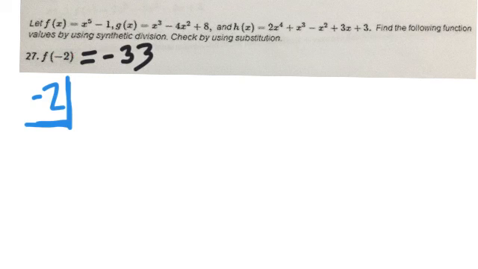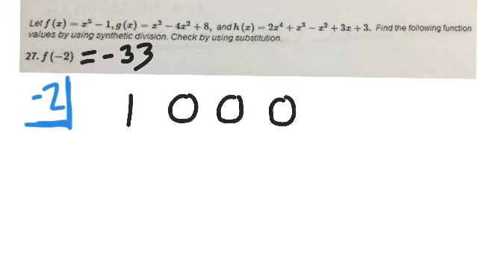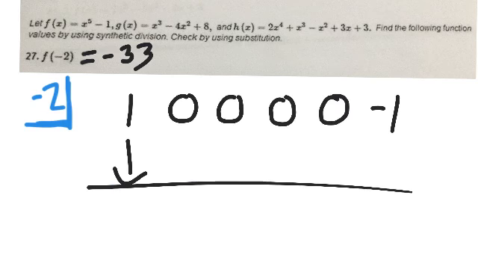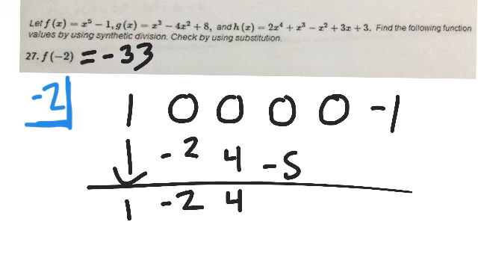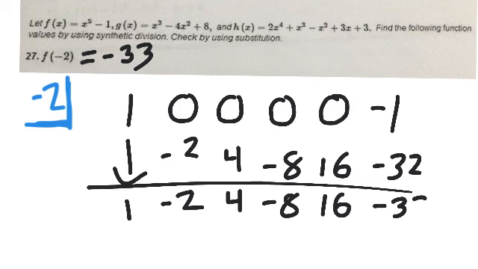And then again, we would write our coefficients. So I have an x to the fifth, no x to the fourth, no x to the third, no x to the second, no x to the first. Then I have a constant of -1. And then we would just perform synthetic division just like normal. So you bring that term down, multiply, combine, multiply, combine, and so on.